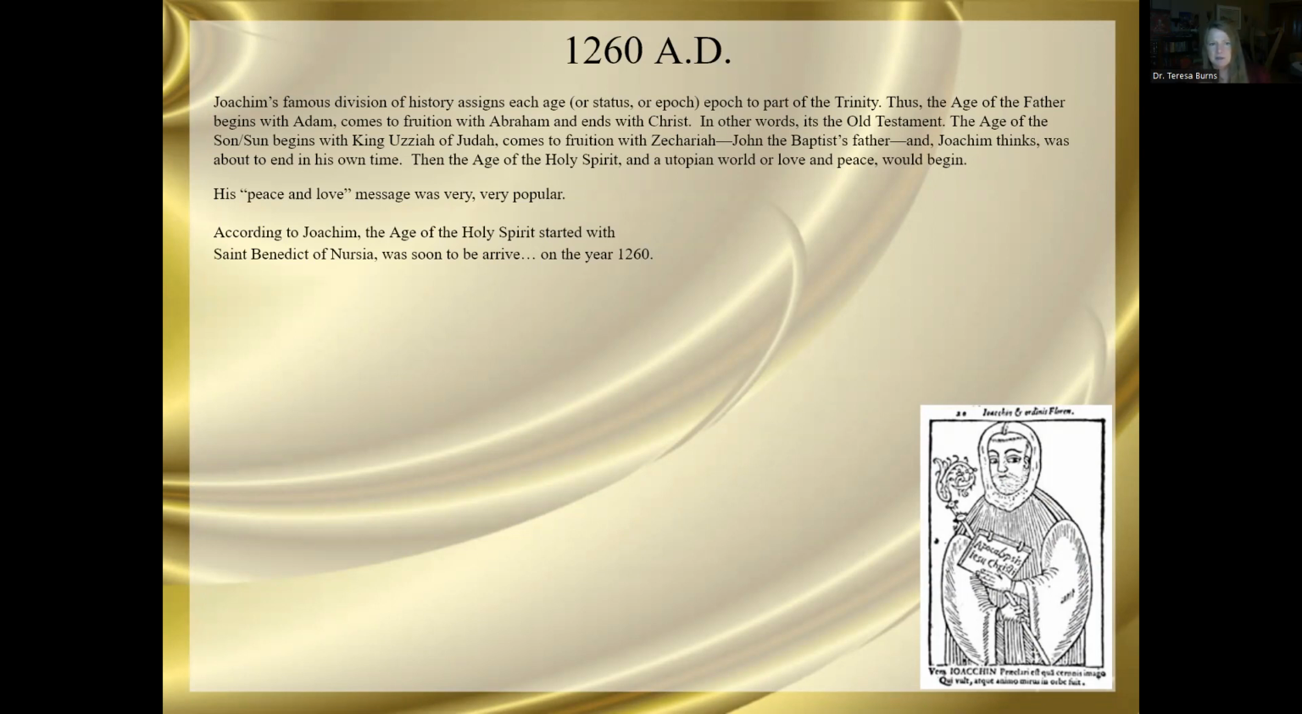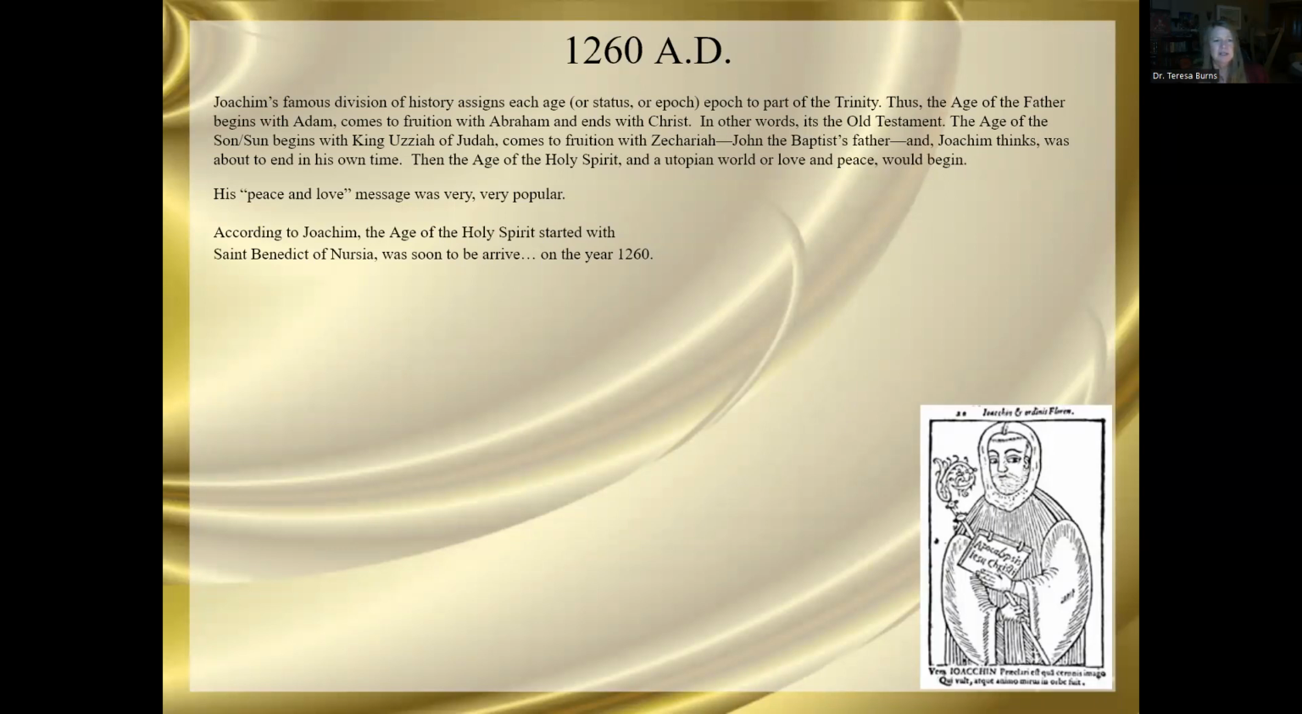Joachim has a famous division of history. Like I've said, he's assigning each age. And so you have the Father, the Son, the Holy Ghost. So the age of the Father starts with Adam. It comes to fruition with Abraham. It's going to end with Christ. It's the Old Testament. Then you get the age of the Son, and he does this double spelling kind of thing, only he's doing it with pictures and inferences. So we're going to see his age of the Son later in the Monad. But it begins with King Uzziah of Judah. It comes to fruition with Zechariah, who's the father of John the Baptist.